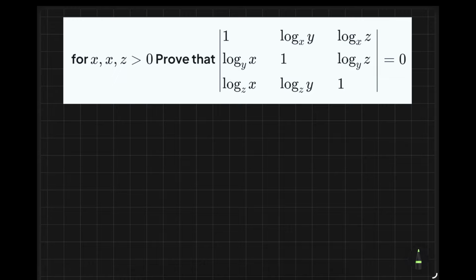So we are back with a wholesome new question which says, for x, y, z greater than 0, prove that this determinant is equal to 0. So we have to find out the determinant of this thing. First, try to observe the pattern. Here it is y, here it is z, base is x.